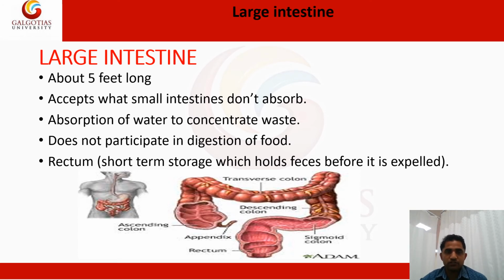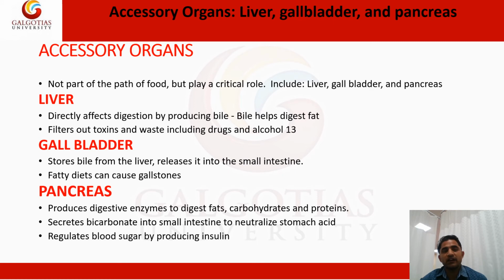And the rectum is the short-term storage where feces are held before they are expelled. And lastly, we have to discuss the accessory organs. What are these? Accessory organs also include your teeth and tongue, which we discussed in previous slides, and now we have to discuss our liver, gallbladder, and the pancreas. The accessory organs are not part of the path of the food, but play a crucial role.